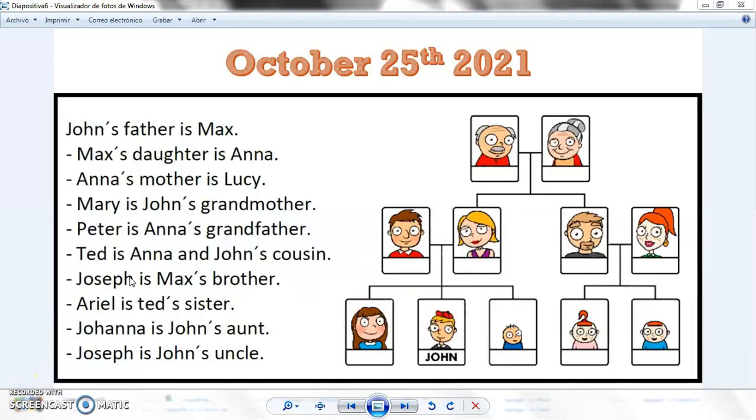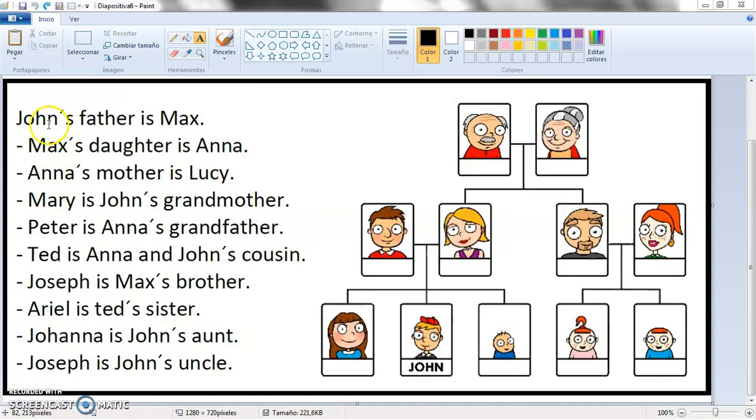Now let's try to solve this one. Let's get this straight. Para este ejercicio, saca un screenshot o pon el video en pausa para que puedas solucionarlo. Take a look at this. Okay, so we need to know the names of all of them. So we will go with the relationships. This is John. John's father is Max. Well, this guy is his father because he's in the family tree. Max's daughter is Ana. Ana es la hija de Max. Así que, this is Ana. Ana's mother is Lucy. Okay, she is Lucy, the mother, in the same branch of the family.